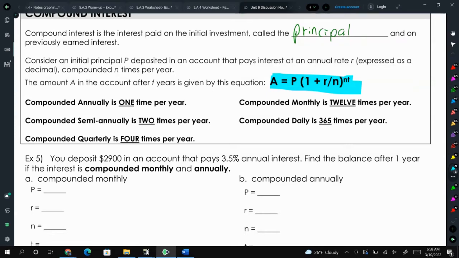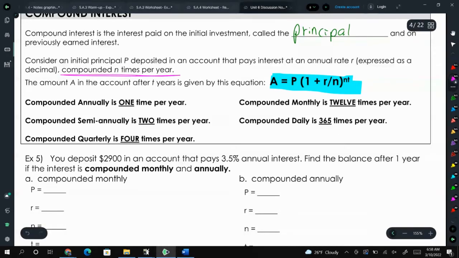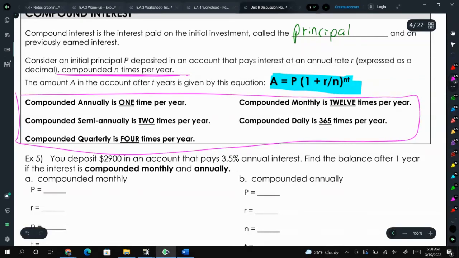The only difference between this formula and the last formula is that n value. And that n value is how often your investment or your money is compounded each year. This is where we look to see what our n value is. We match up the words. So if it says semi-annually, your n is 2. If it says compounded monthly, it's 12. And that should make sense because there are 12 months in a year. Semi-annually, half a year. There are 2 halves of 1 year.